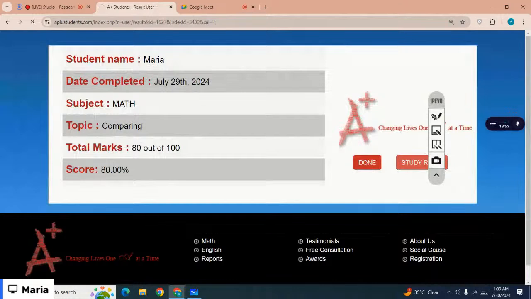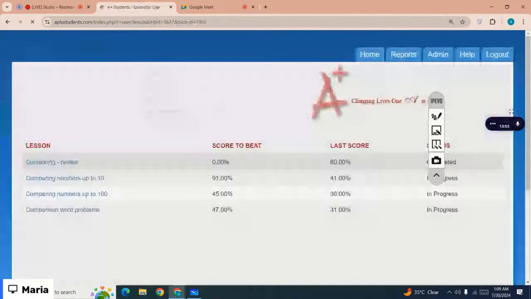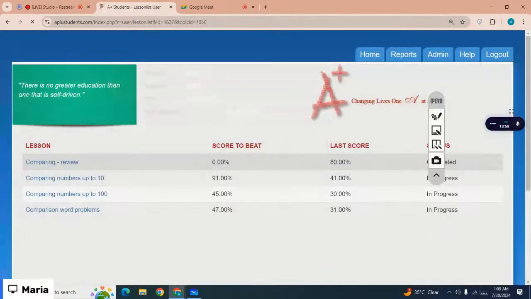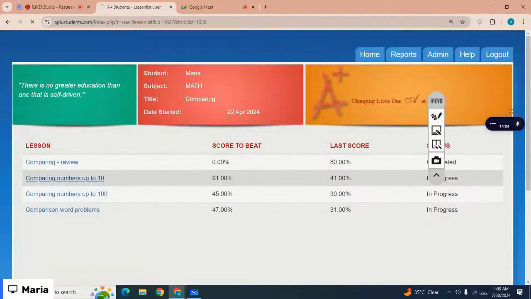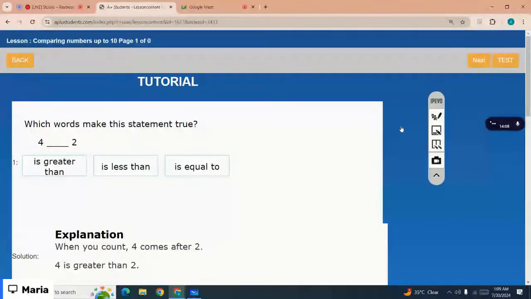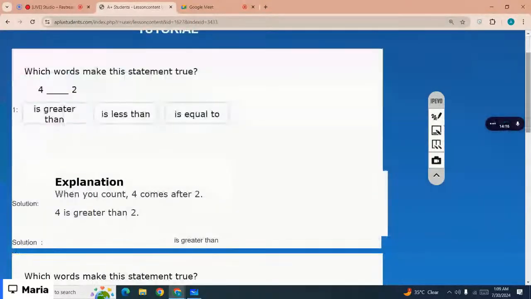Let's just start with the next lesson, that is compare. How do we compare numbers? Which words make the statement true? You have 4 and 2. You have to see which one is greater, like you have to see if either 4 is greater than 2 or less than 2, right?